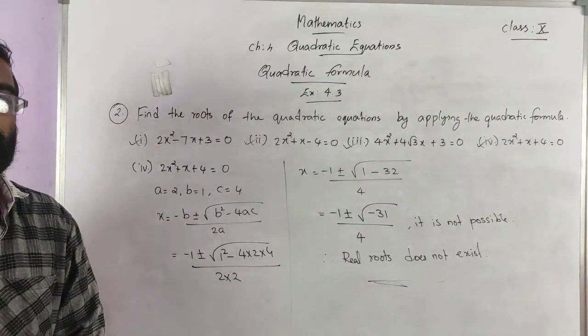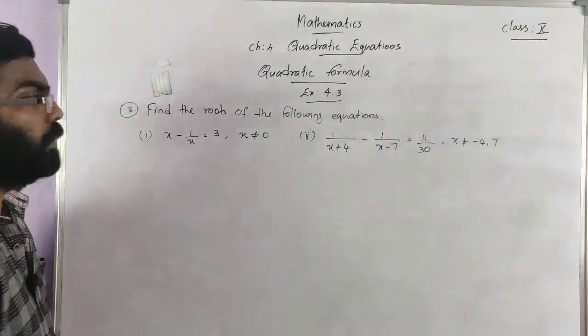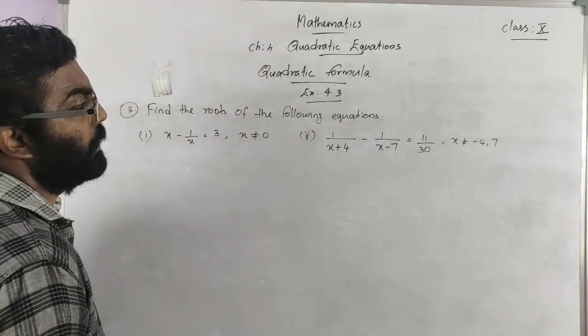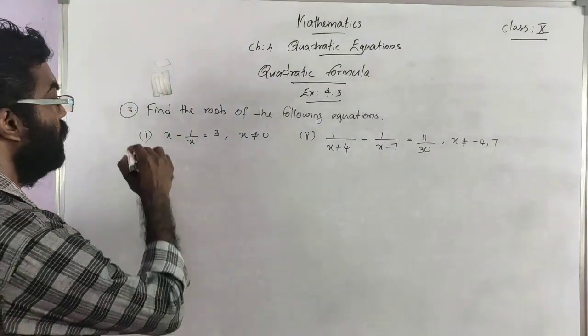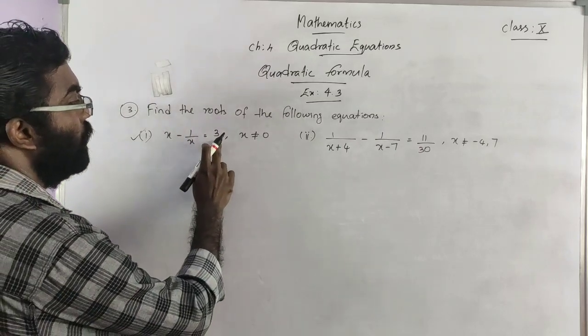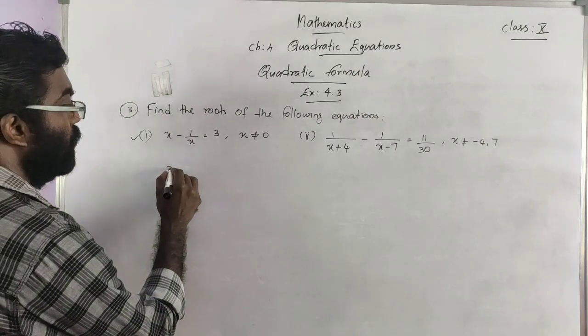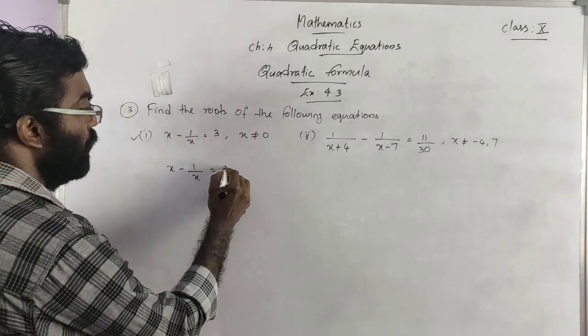Is it clear? Now we move on to question number 3. Find the roots of the following equations. Two sub questions are given. Let us consider the first one. x minus 1 by x equal to 3, where x is not equal to 0.